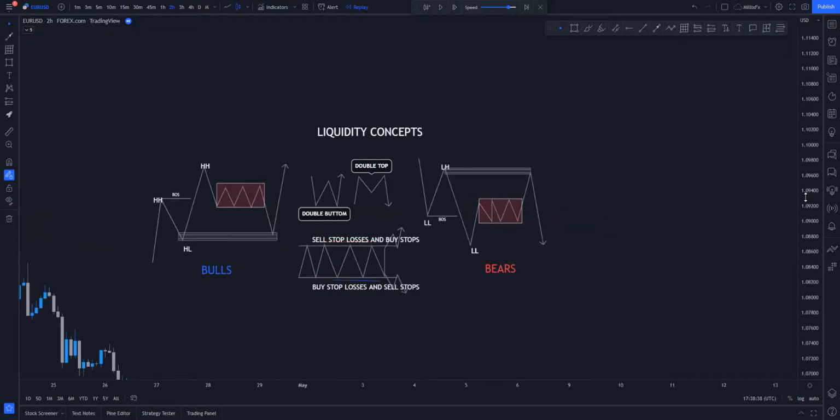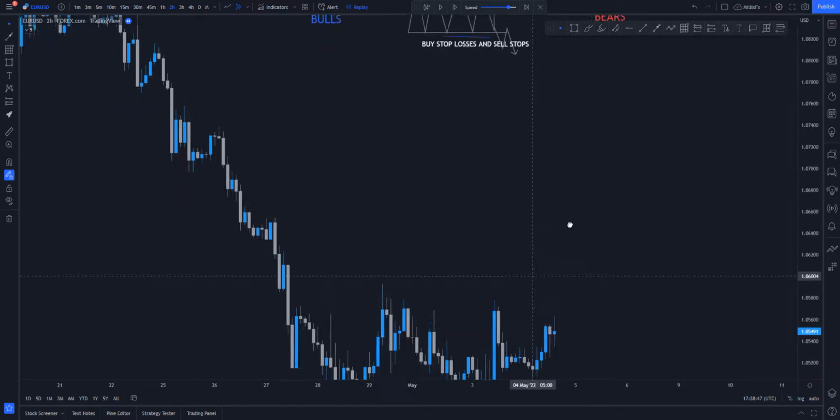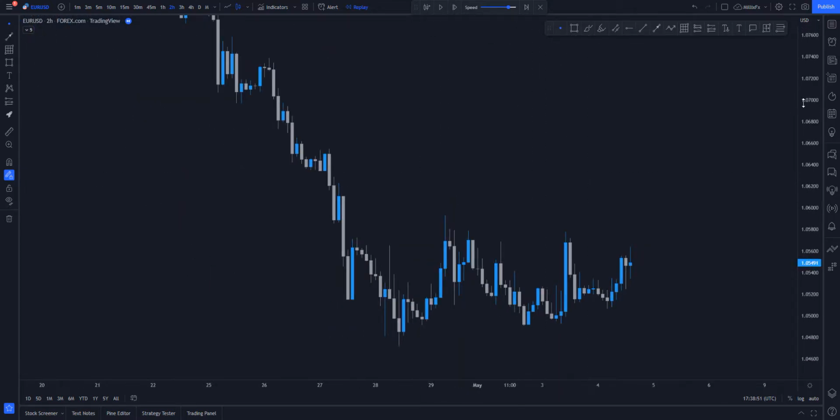All right, so I've already spoken about this in the previous episode, explaining liquidity concepts using these lines. Now this is part two of liquidity concepts. Now watch this. Let's come to real charts and understand what the liquidity concept is.